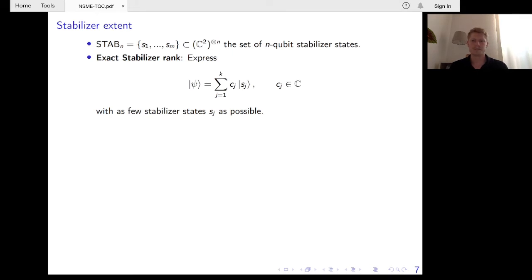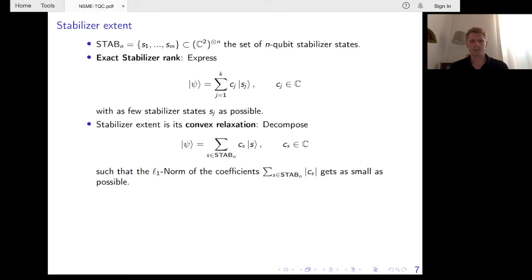What do people do in compressed sensing? They usually use a convex relaxation, and this is exactly what the stabilizer extent is for the exact stabilizer rank. So here, you take your input state psi, you express it as a linear combination of stabilizer states with complex coefficients. Now, instead of minimizing the number of words you use to express your input state psi, you simply minimize the L1 norm of the coefficients. So you minimize the absolute value of the expansion coefficients c_s, and you want to make this as small as possible. And this gives rise to the stabilizer extent.